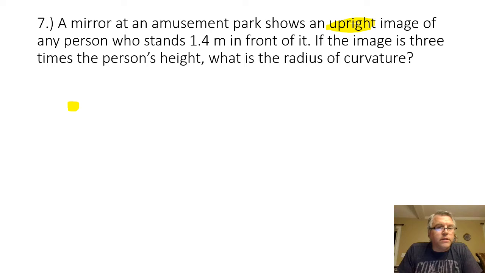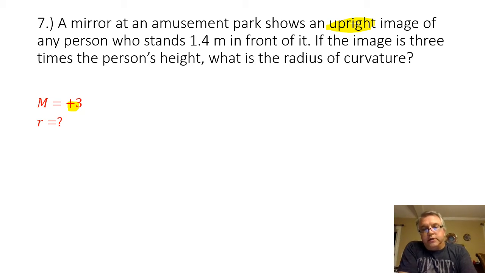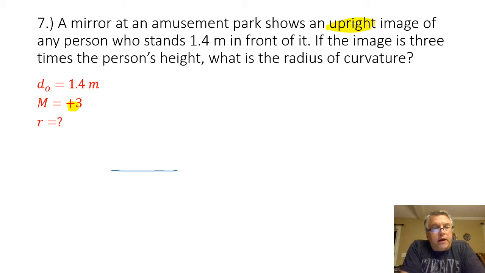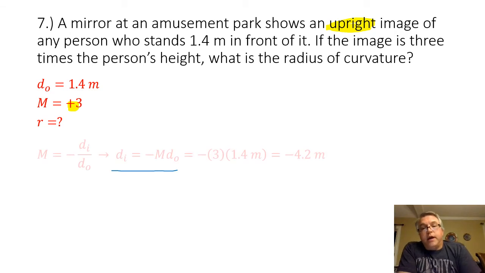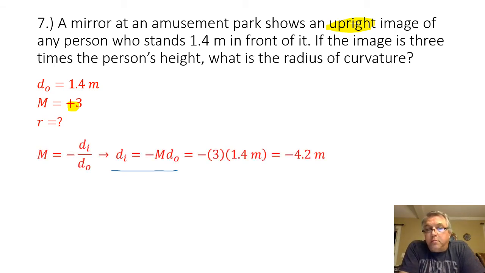Well, if I have the object distance and the magnification, I can use my magnification equation to find the image distance. So taking my magnification equation, solving it for the image distance is going to give me the image distance is equal to the negative of the magnification times the object distance. So I plug my values for magnification and object distance into that formula, and that will give me an image distance of negative 4.2 meters.